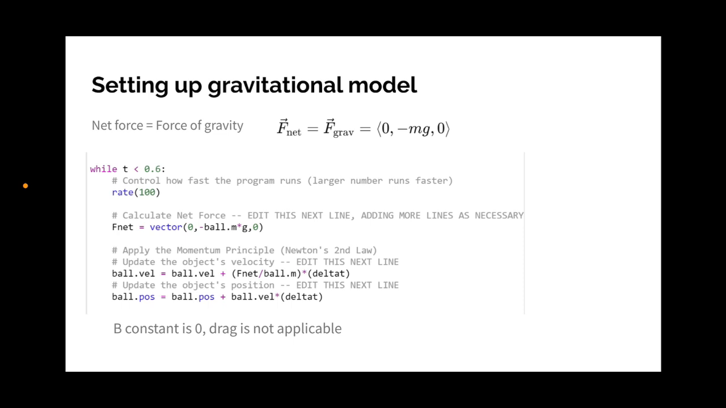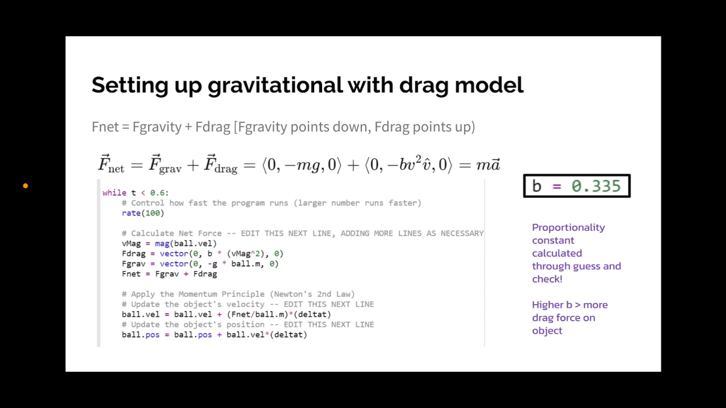And then we put our velocity update formula and our position update formula accordingly. B constant is equal to 0 because drag is not applicable. When we were setting up our gravitational with drag model, however, we have to include drag and we have to include a B. Our B is a proportionality constant we calculated through guess and check, and a higher B is more drag force that is on the object.